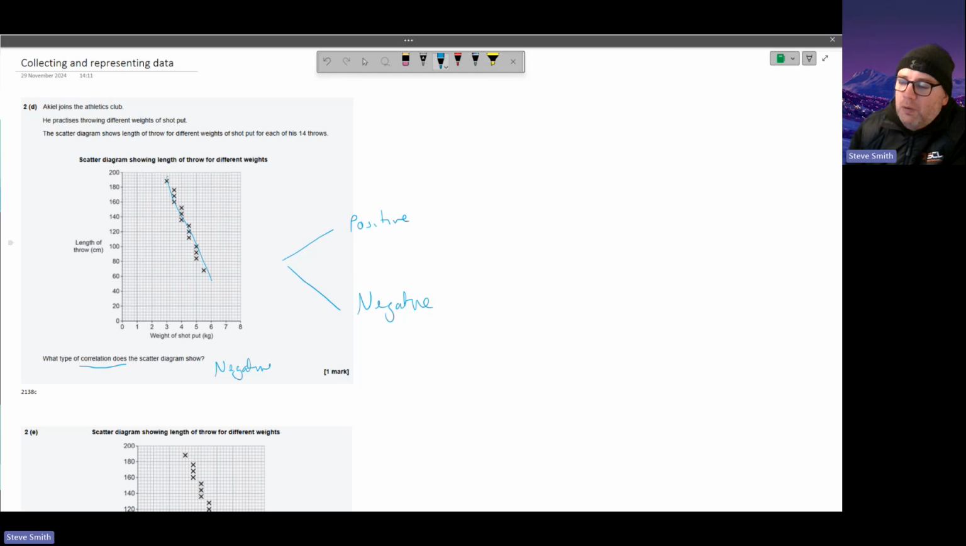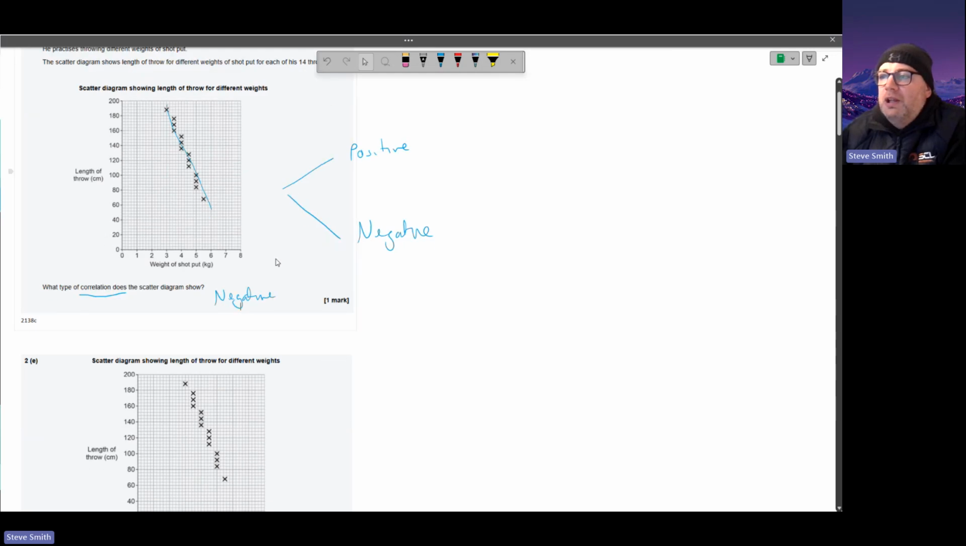If you weren't sure about the word correlation and you wanted to tell them what the relationship is, you could say here, the lighter the shot put, the further Akil throws it. So you could explain the relationship if you weren't so sure what that word correlation means. And you still get the point for that. You're explaining the graph. But if you're talking about correlation, try to give those two words, a positive correlation or a negative correlation. Let's scroll to the next question.